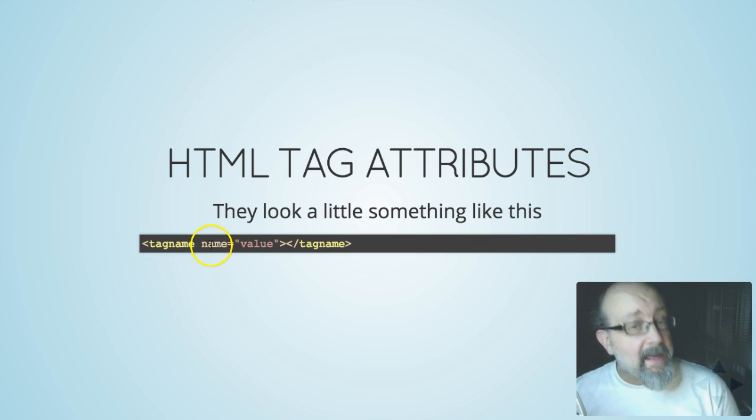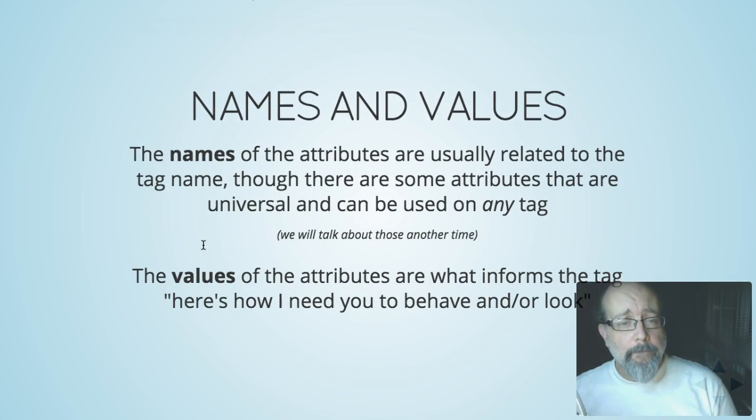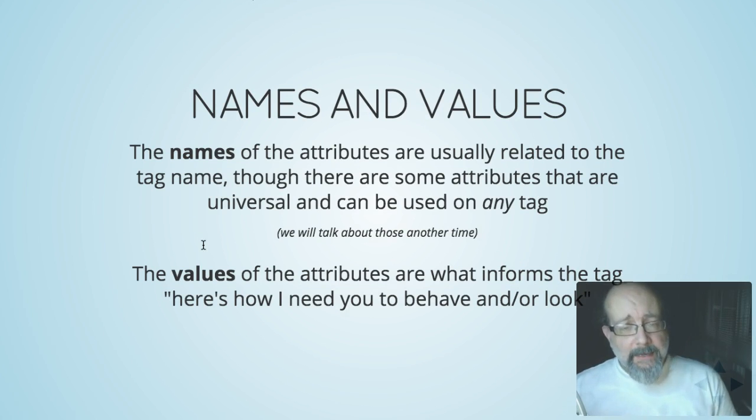Like the meta tag has an attribute in it, and the web link for the HTML validator has an attribute in it for the href. So, names of the attributes, names and values. The names of attributes are usually related to the tag name, though sometimes there are some attributes that are universal, and can theoretically be used on any tag inside of an HTML document. And we'll talk about those another time.